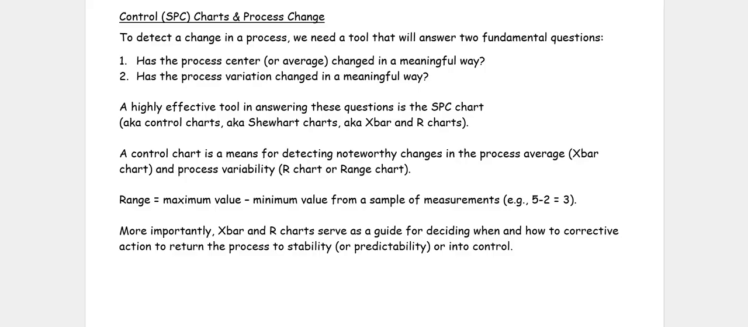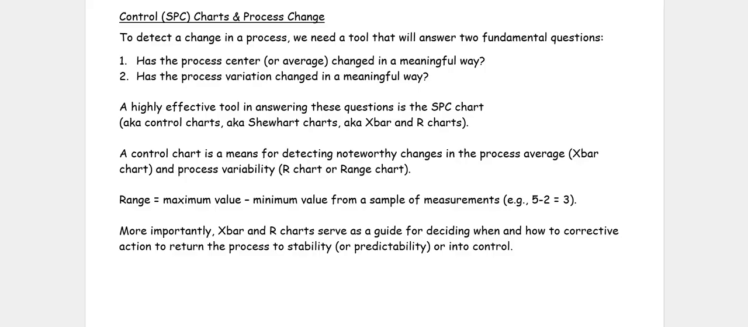Has the process center, or the average, changed in a meaningful way? And that's going to be what we refer to as the X bar chart. Second, has the process variation changed in a meaningful way? That would be what is measured on what we call the R chart, or the range chart. The SPC charts are also called Shewhart charts, or X bar and R charts.